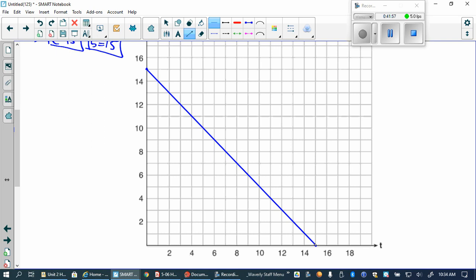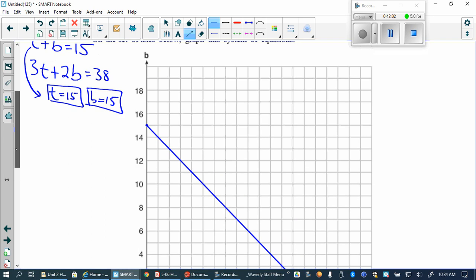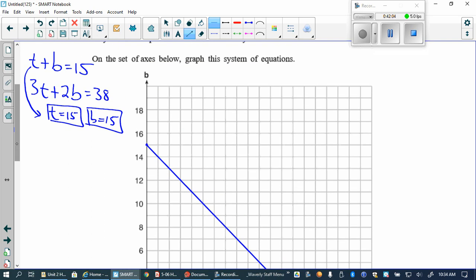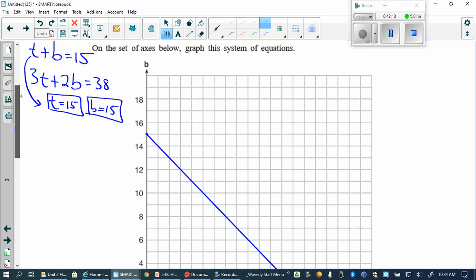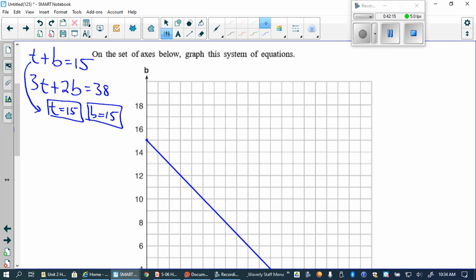Connect the 2 dots, the t-intercept and b-intercept. And now I'll let you graph the other one, whatever way you like. You can either find the intercepts for it, or put it in y equals mx plus b form. So you gotta know them all. Take this one, either get the intercepts or solve it for t.